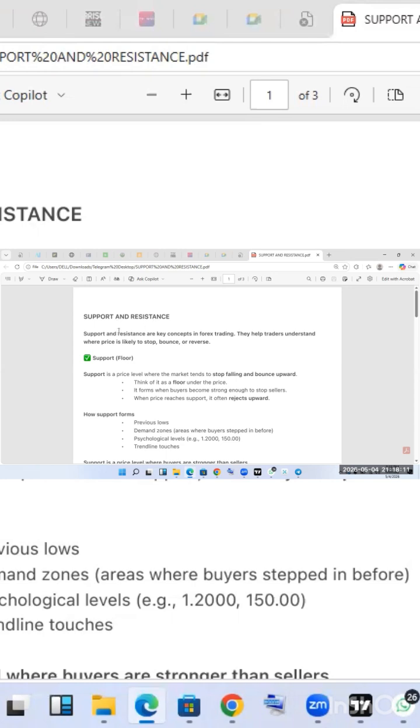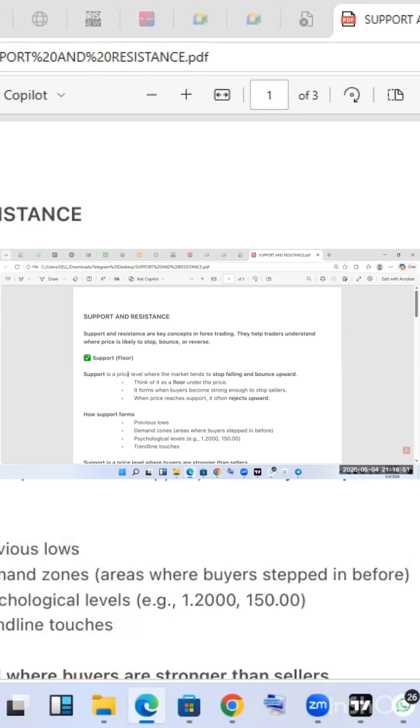Support and resistance are key concepts in forex trading. They help traders understand where price is likely to stop, bounce, or reverse. So support is like a floor. Let's say you are standing on a floor now. So that's your support. Let's say price moves from the floor. The moment price goes to the roof, it's definitely going to stop. It will bounce back. It either bounces back to the floor or it breaks the roof above. And when it breaks the roof above, that roof becomes another support.